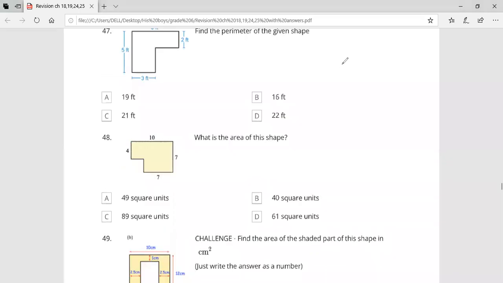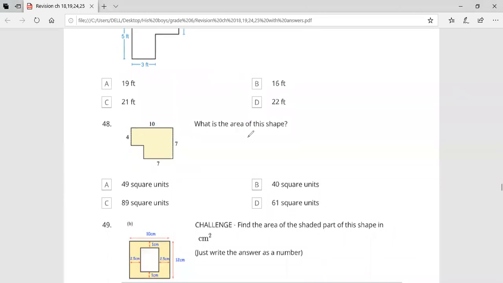Yes. The next one, number 48. What is the area of the shape? Area, we have to divide it, as we have two ways. As we said before, we can complete the shape like this. Area of the large rectangle, whatever. It's going to be 7 multiplied by 10 equals 70.